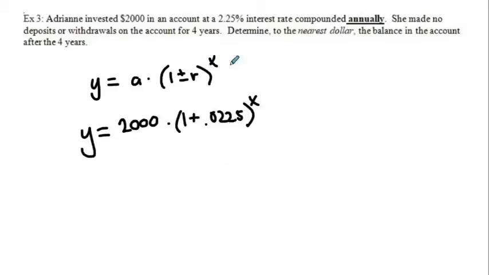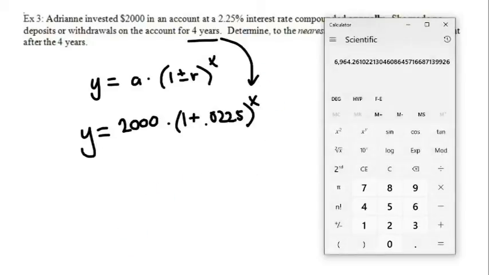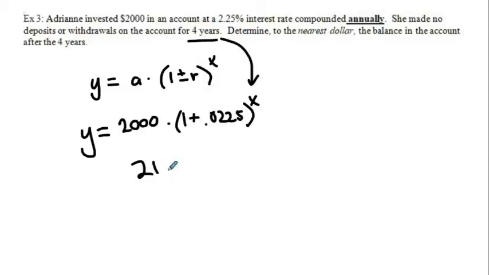All right, since this is compounded annually, that means that x is just the number of years. And if we're doing it for 4 years, that means 4 is the value of x. So there we go. We got it. Let's punch it into the calculator. 2,000 times 1.0225 to the power of 4. And we get $2,186.17. It asks us to round it to the nearest dollar.